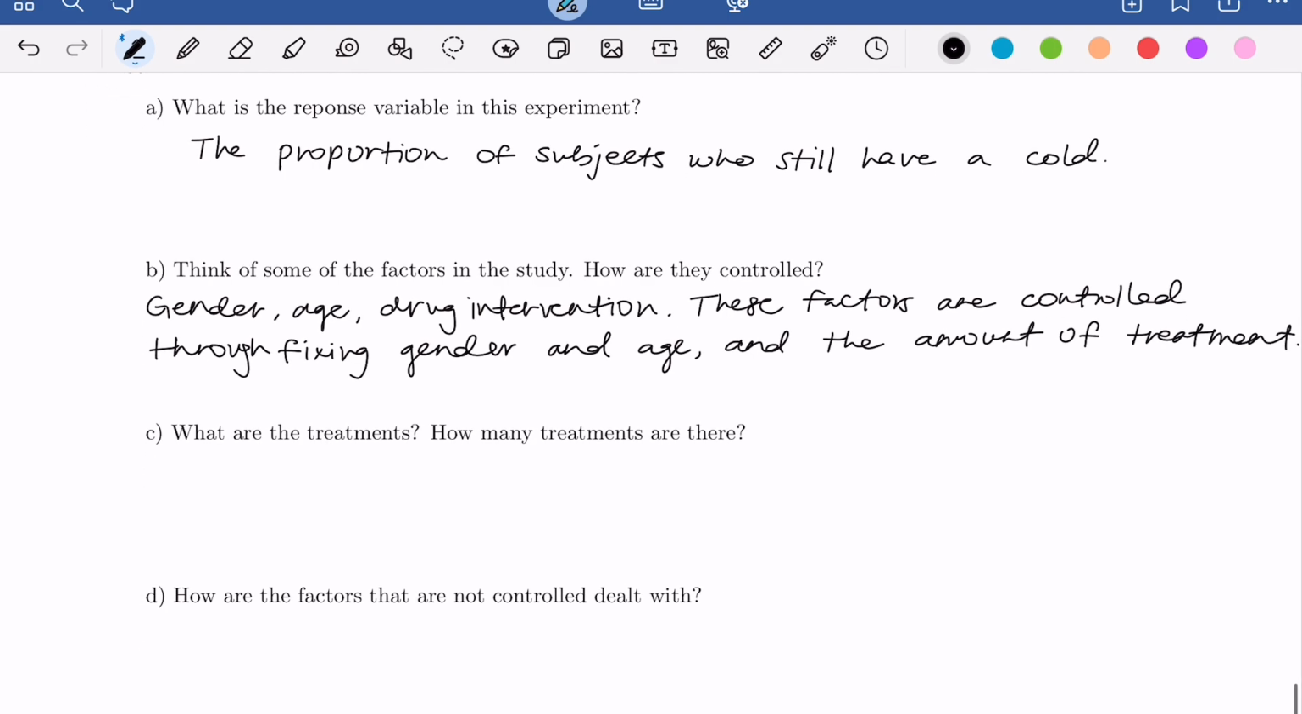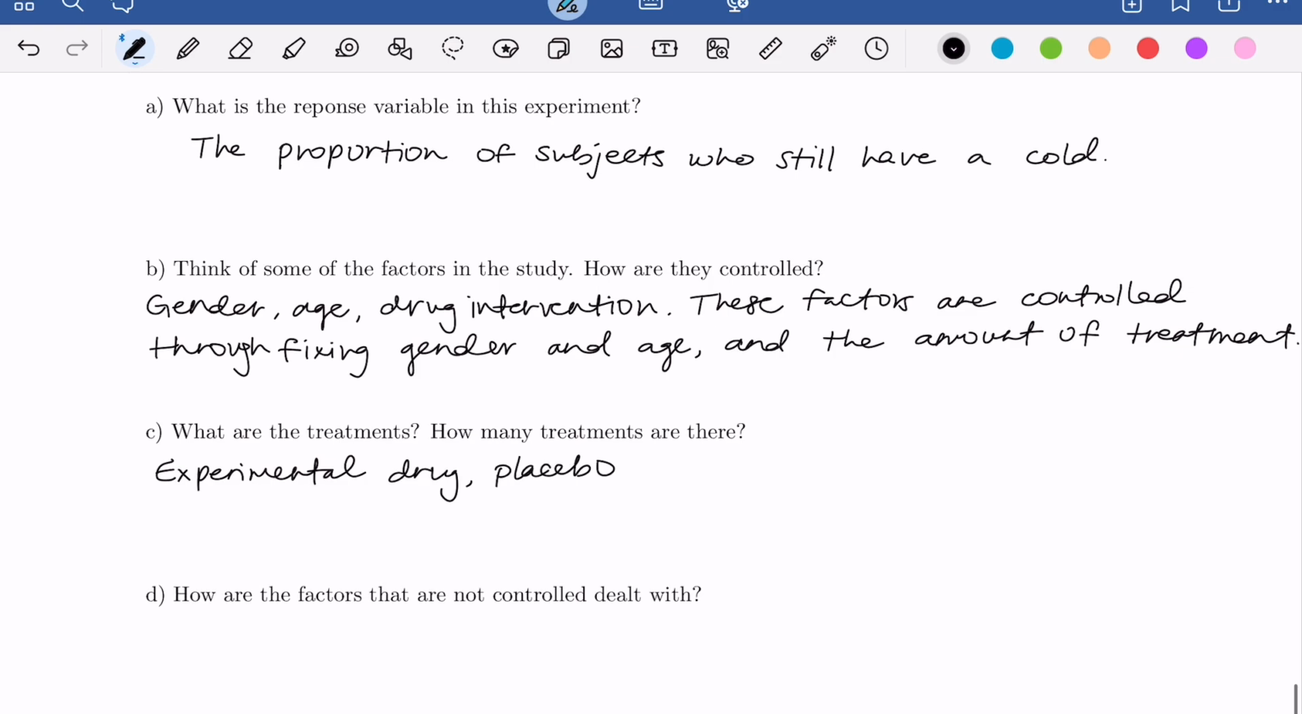All right, for part C, what are the treatments and how many treatments are there? So the two treatments that we're looking at is the experimental drug that's given to group one, and the second is the placebo given to group two. So there are two treatments.